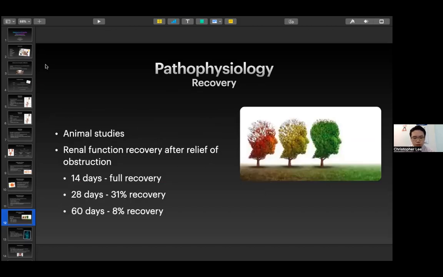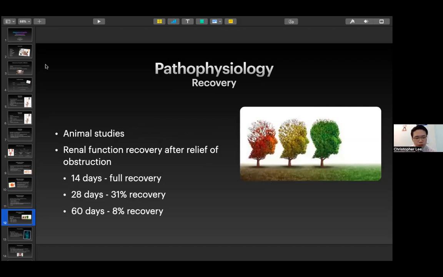Right. So you might wonder, how does the kidney recover and whether there is any recovery after relief of obstruction? There is, if treated early, as I mentioned earlier on. But we don't have human studies on this. It's only based on animal studies. So basically, we can assume that there is some degree of recovery after relief of obstruction.